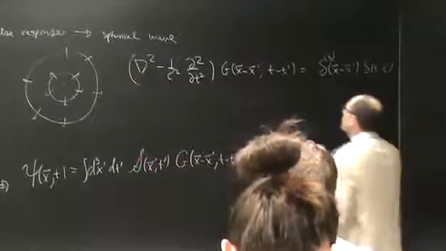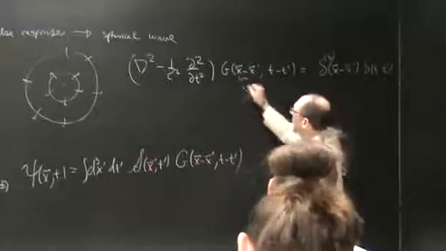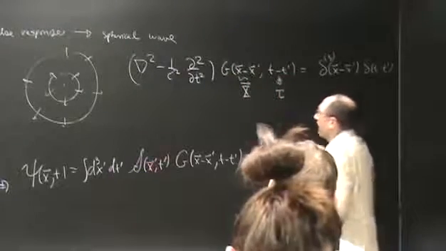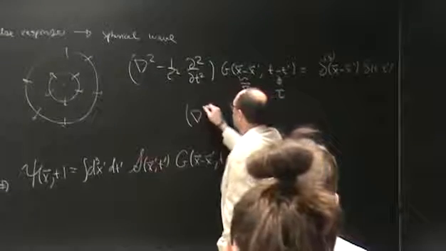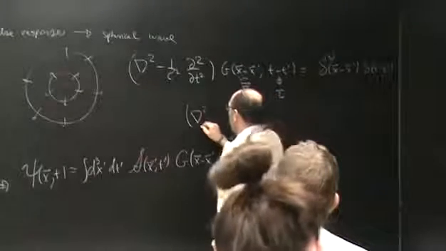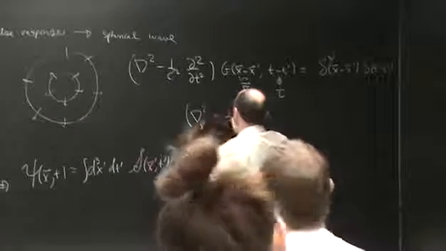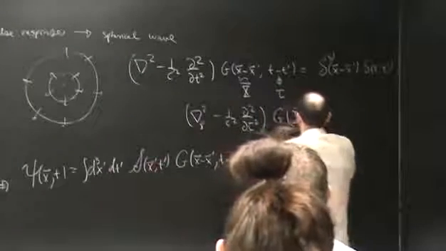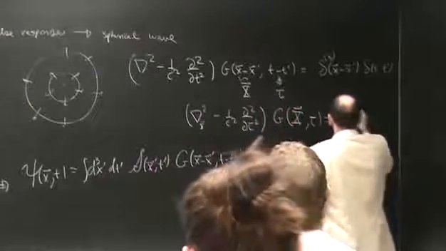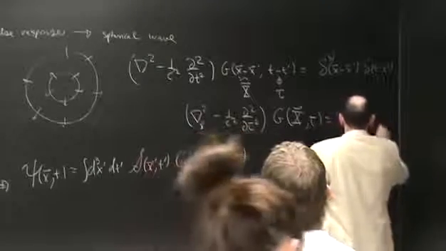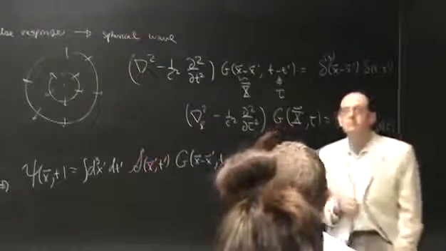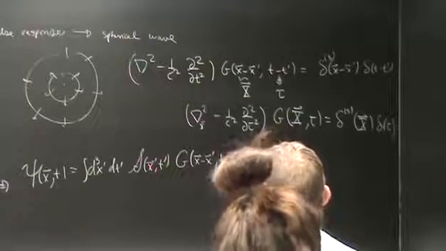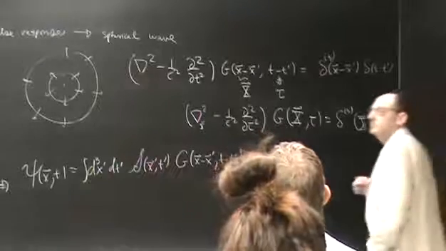And we can just change variables. We'll call this capital X and this tau. And then the derivatives can be shifted. So this is now the derivative with respect to capital X. d squared by d tau squared, g of X and tau equals. Okay? So, how do we solve for the Green's function?